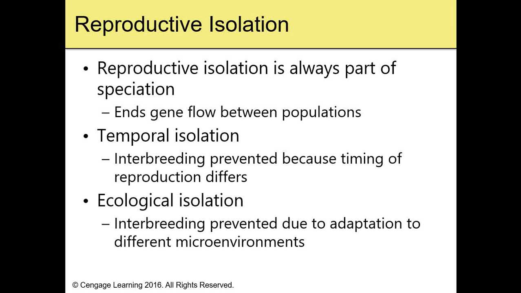Ecological isolation occurs when interbreeding is prevented because of adaptation to different microenvironments. An example of this would be barnacles, those little crusty things that grow on the underside of your boat, or on rocks. They're little crustaceans, and some of them grow best in an intertidal zone. Some of them grow best underwater, where they're not out of water part of the day. Because of that little difference in where they like to live, they're not going to breed together.